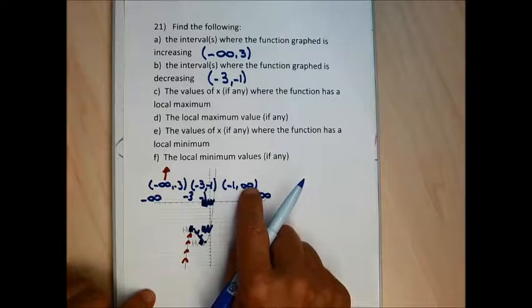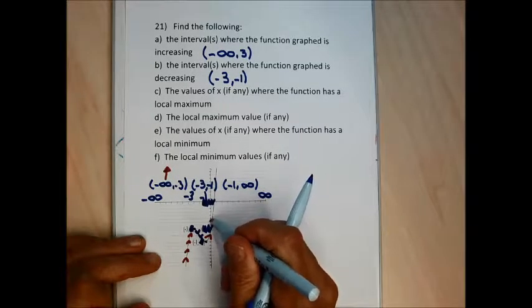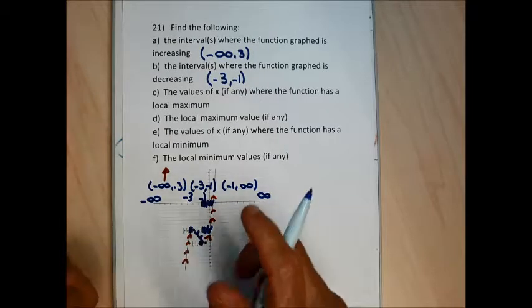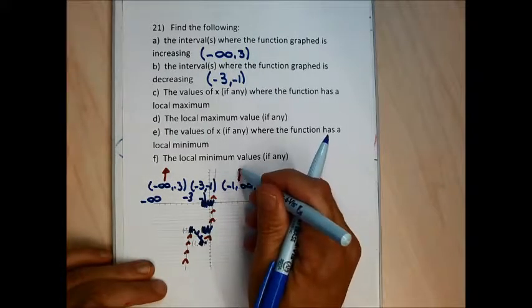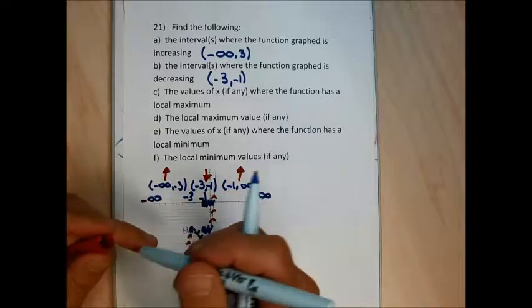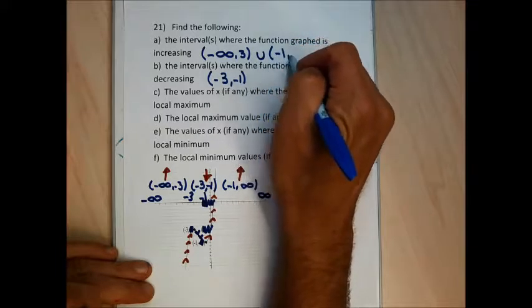The portion of the graph that I can see that corresponds to -1 to infinity is this portion of the graph. As I move from left to right, the graph is going up. So this is also another increasing interval. This was a decreasing interval, and that interval goes in the answer to part A. When you have multiple intervals, you separate them with union signs.